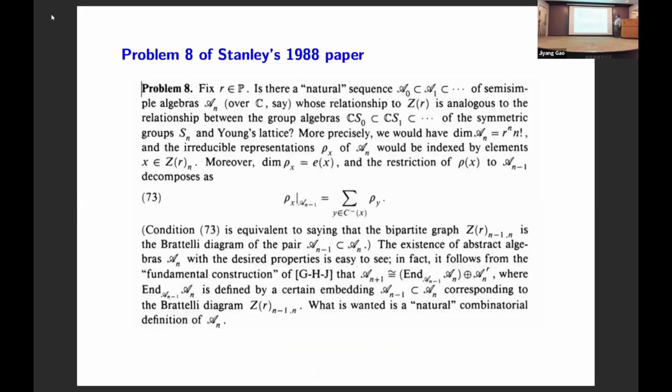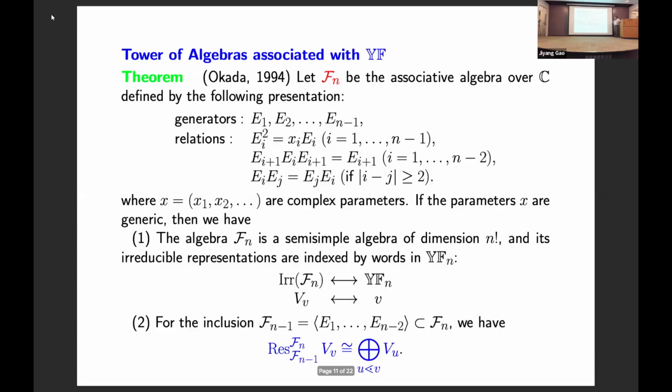The problem is to find a natural sequence of semisimple algebras whose Bratteli diagram is the Young-Fibonacci lattice. So I answered this question almost 30 years ago. Okay, the answer is the following. Let F_n be the associative algebra over the complex numbers with generators E_1, E_2 up to E_{n-1}, there are n-1 generators, and satisfying these three relations.